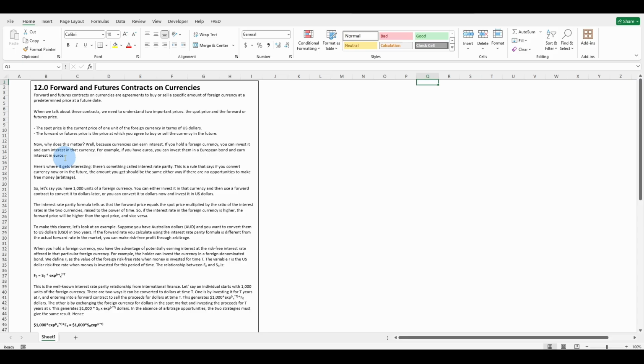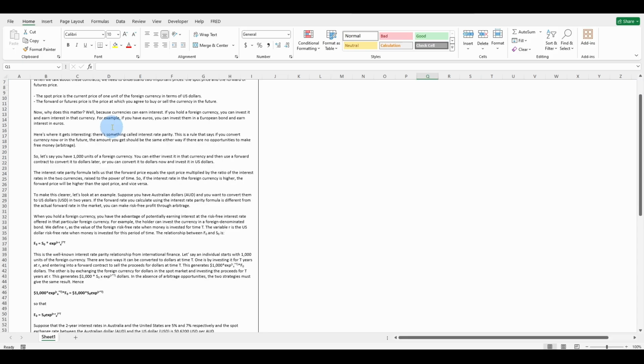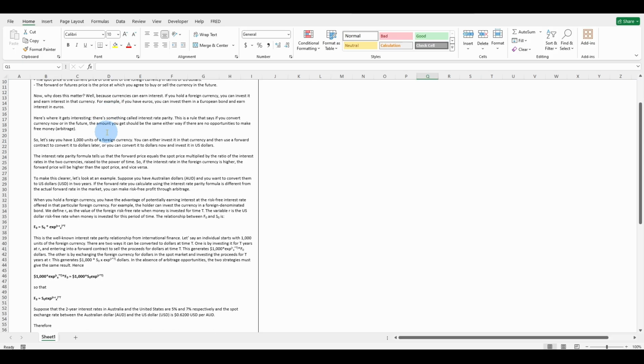Here, where it gets interesting, there's something called interest rate parity. This is a rule that says if you convert currency now or in the future, the amount you get should be the same either way. There are no opportunities to make free money, arbitrage. I think I've been saying this time and time again.